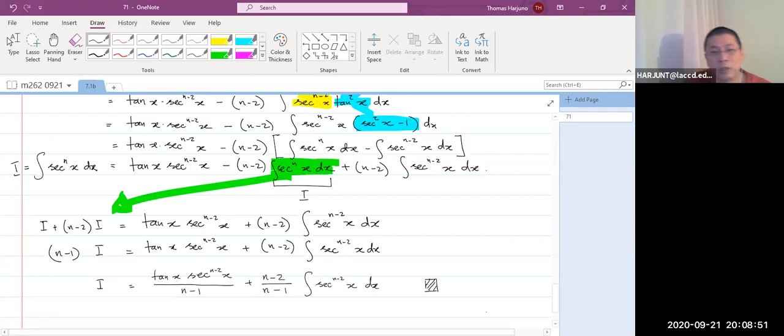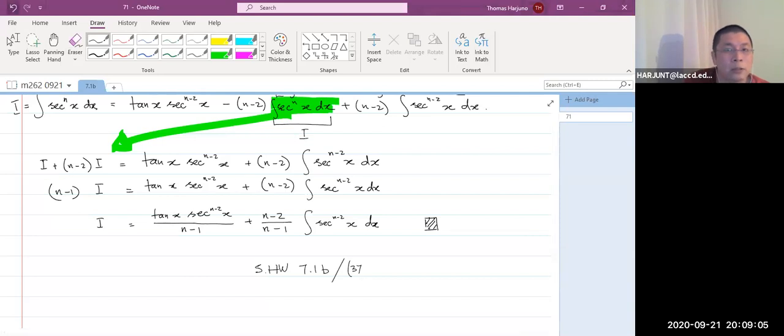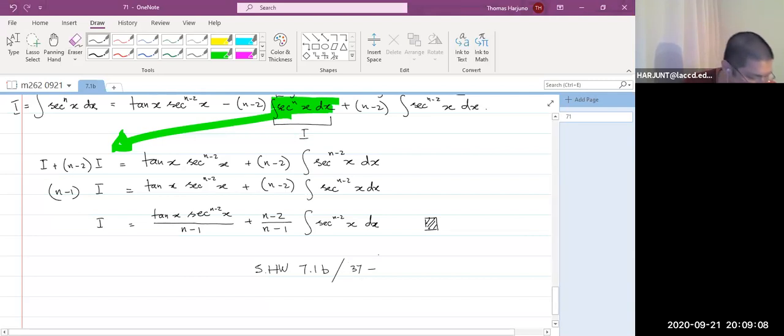Okay. Suggested homework will be from 7.1b, from number 37 to, you should try up to number 65, I guess. Just do the odd ones.